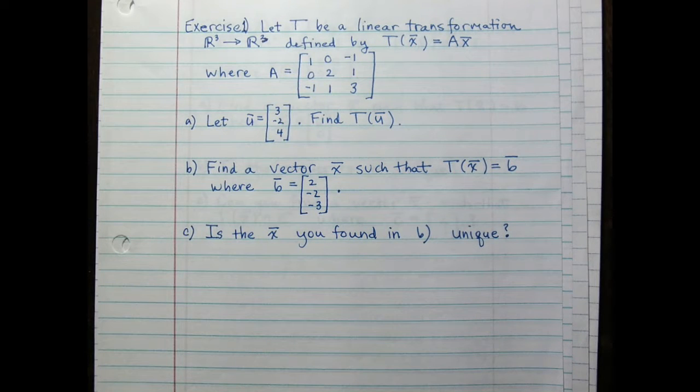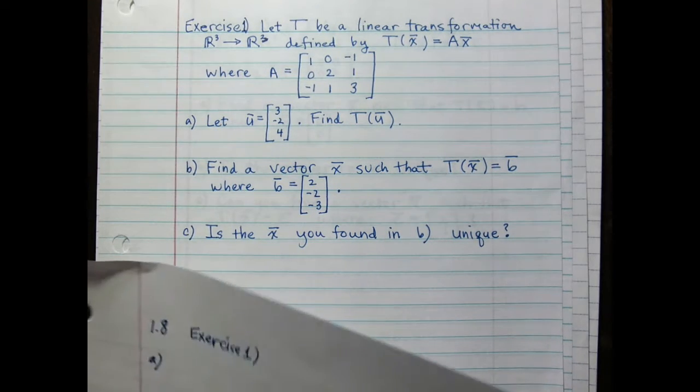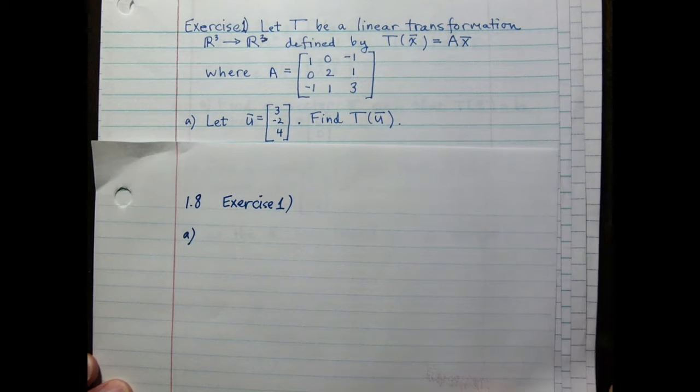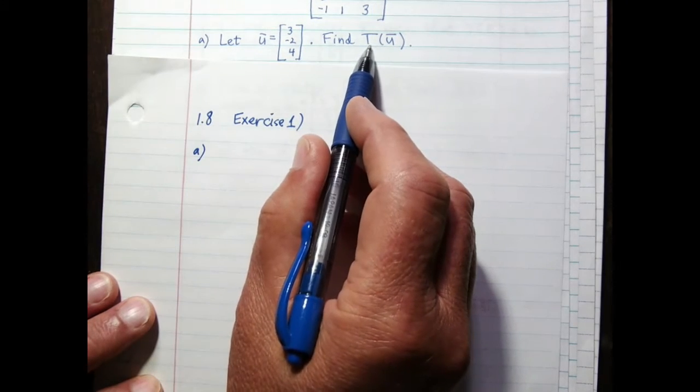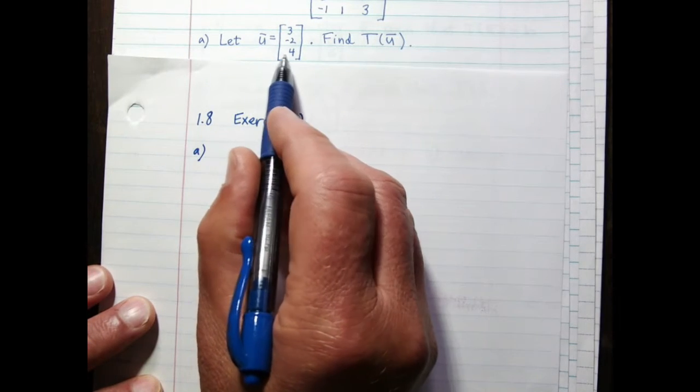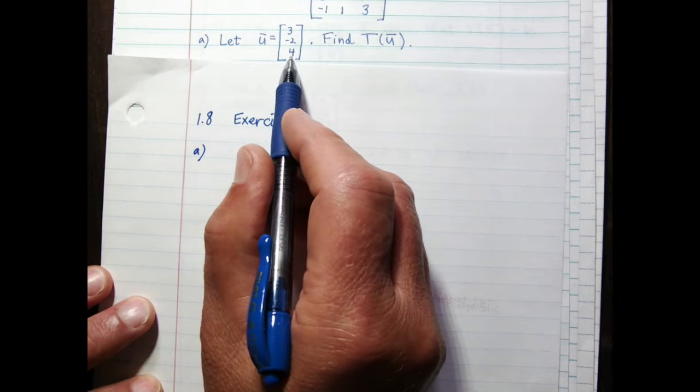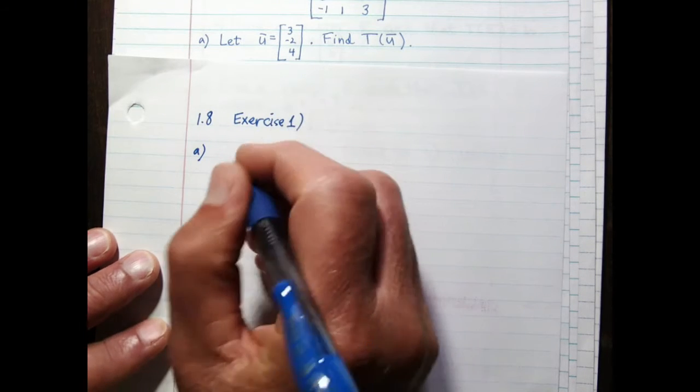What we're going to see is that this language of linear transformation is maybe new, but the calculations here are things we're already familiar with, so we're just describing them in a new way. So let's go ahead and do part A. First of all, we want to find T of u if u is equal to this vector 3, negative 2, 4.